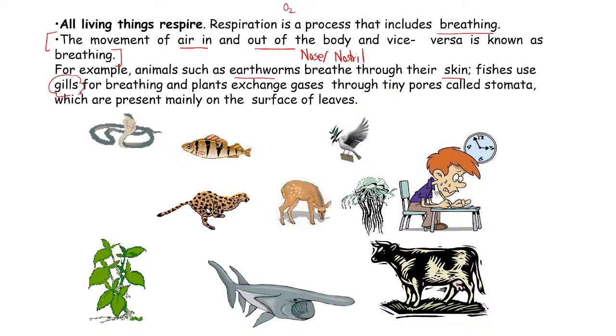Or plant, you have stomata, the tiny pores which are present on the inner side of the leaves, which help in exchange of gases. For the respiration process to take place, breathing is essential. So breathing helps in exchange of gases. That is, oxygen is taken within the body and carbon dioxide is given out of the body. This exchange of gases will take place only when we breathe. So breathing is a very important part of the respiration process.